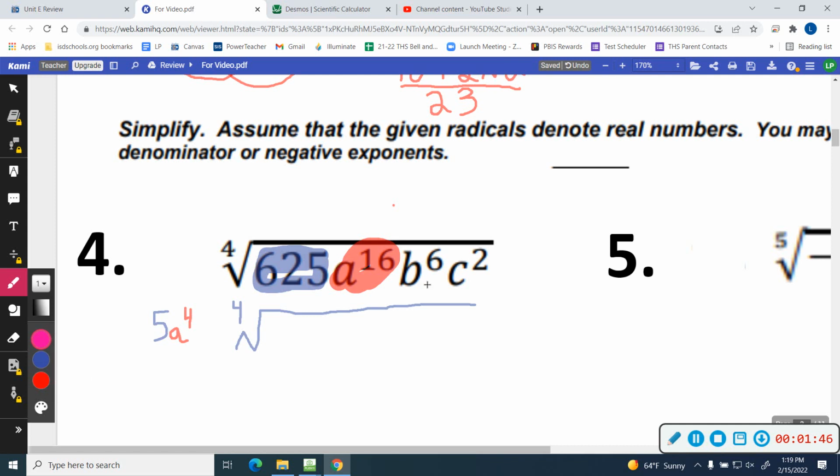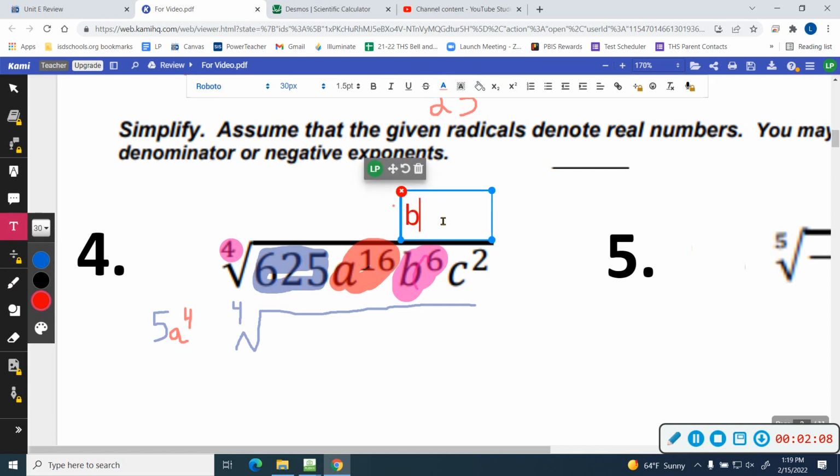Oh, b to the 6th. So I got b to the 6th. And we're going to take 6 divided by that 4. It does not divide evenly. We get numbers left over. So let's think about b to the 6th. B to the 6th is like bb, bb, bb, right? B to the 6th.